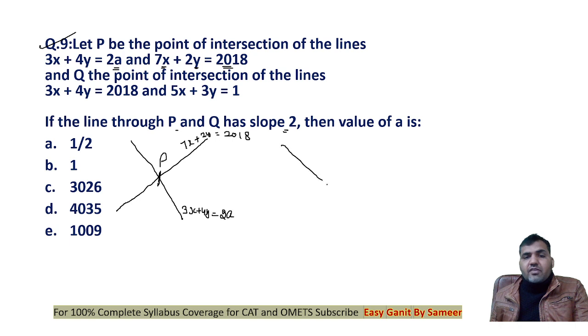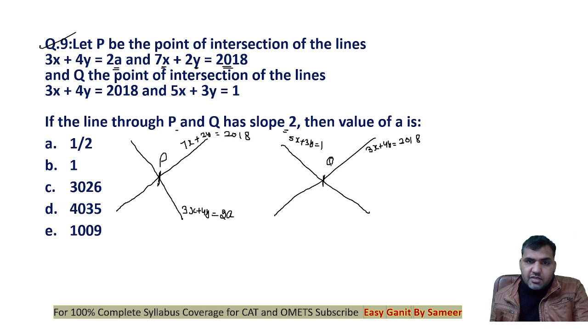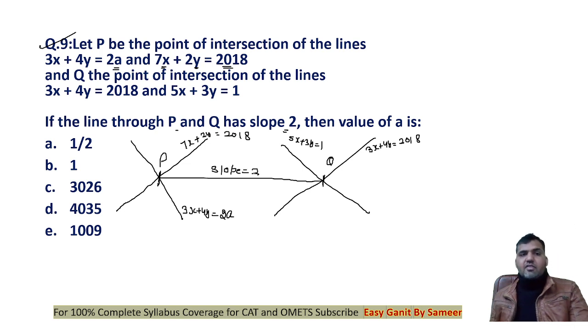Now Q is the point of intersection of another two lines, right? What are these two lines? Again, this is 3x + 4y = 2018, and here this is 5x + 3y = 1. Now Q is the point of intersection of these two lines. The line joining P and Q has a slope equal to 2. We are supposed to find the value of a.